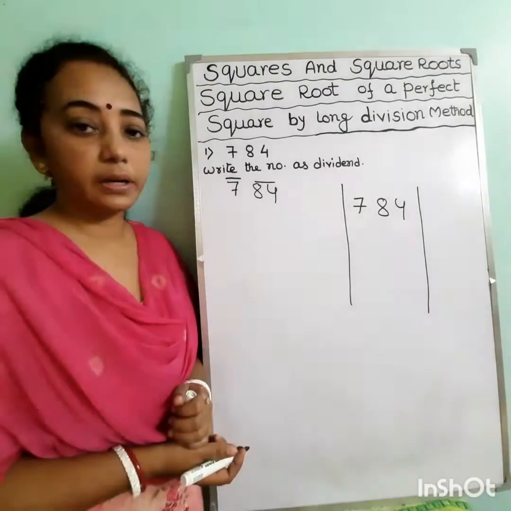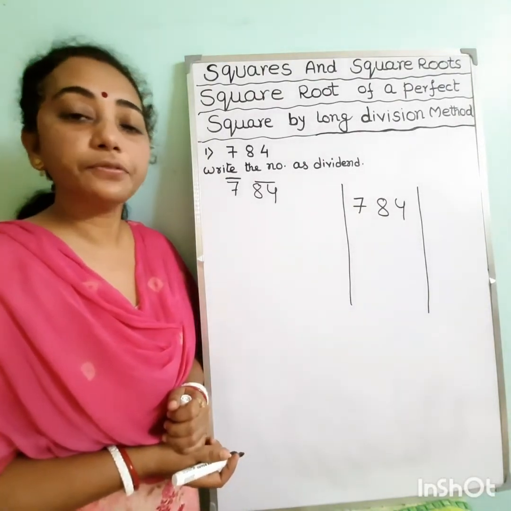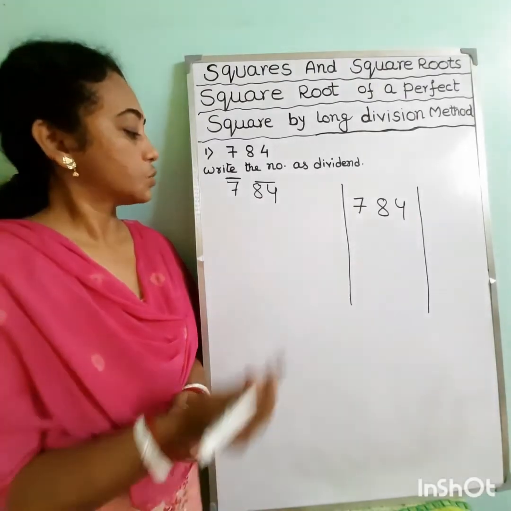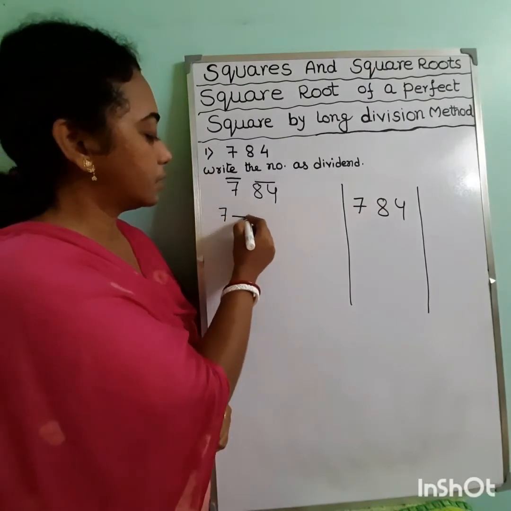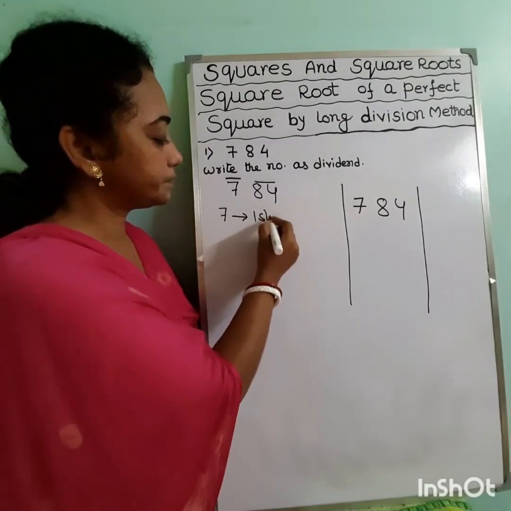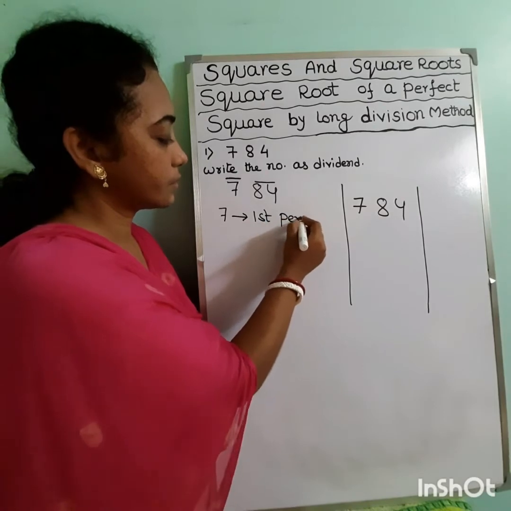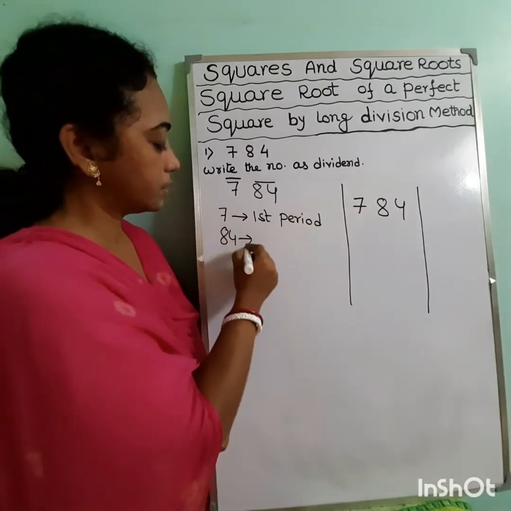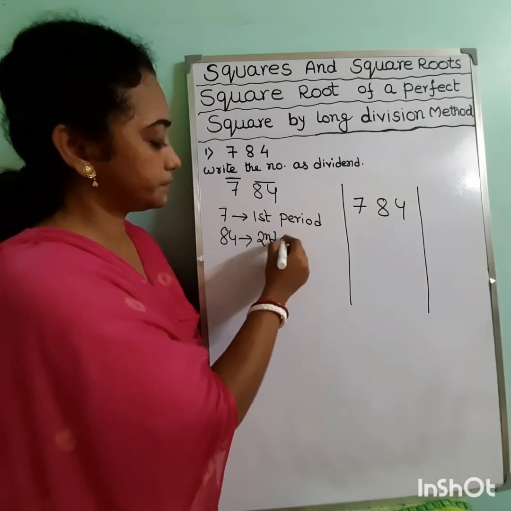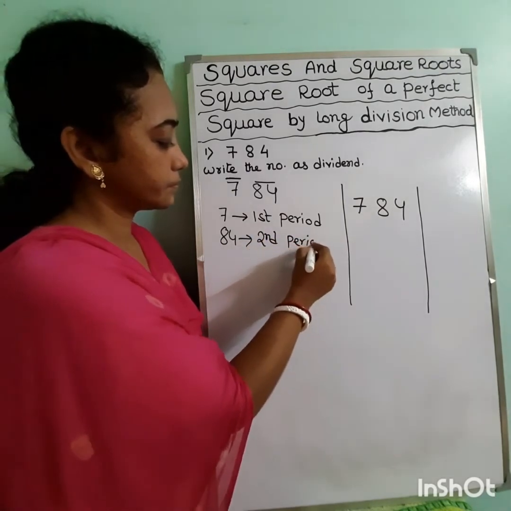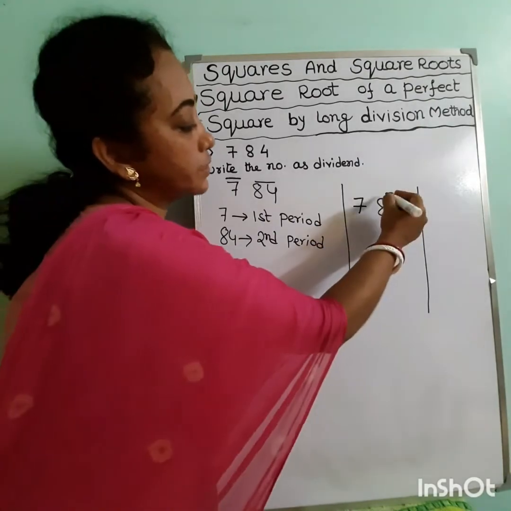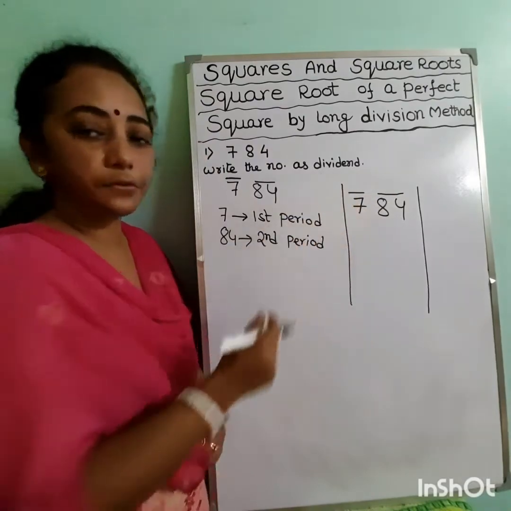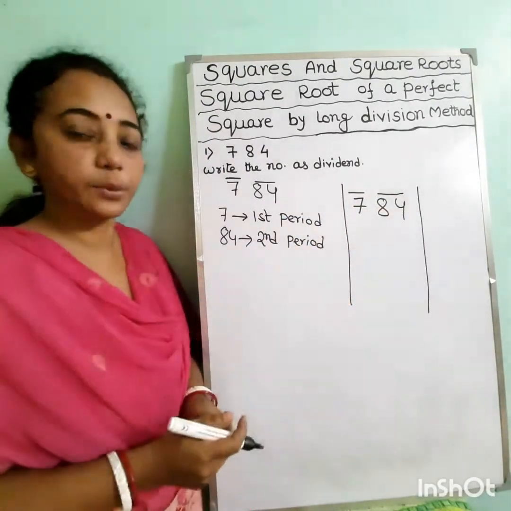Now each pair and the remaining one digit, if any, on the extreme left is called a period. So here 7 is called the first period and 84 is called the second period. In the division here also we write the bar, and that means this 7 is the first period and this is the second period.